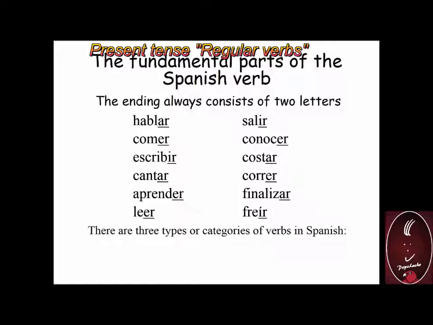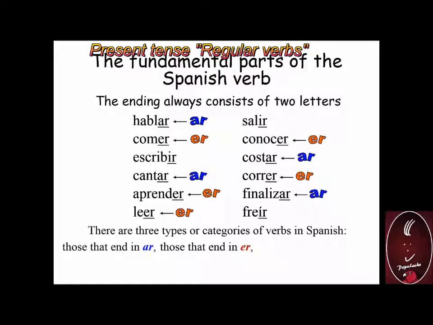In Spanish, we have three sets of verbs, or three categories. We have AR endings, the first group. We have verbs that end with ER, and the third group, we have verbs that end with IR.